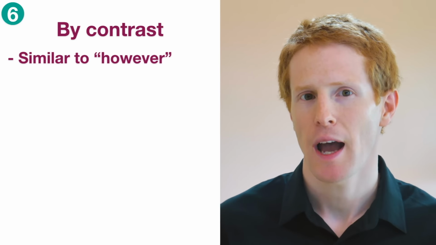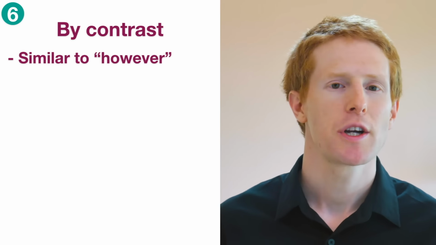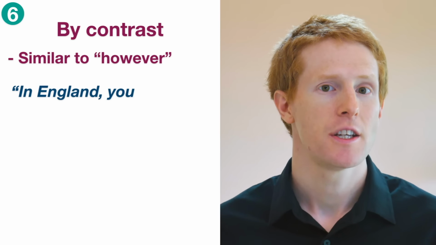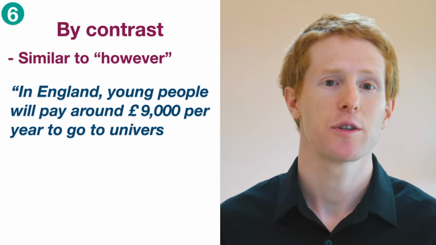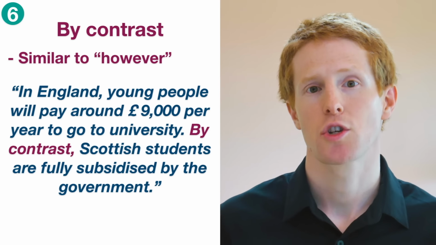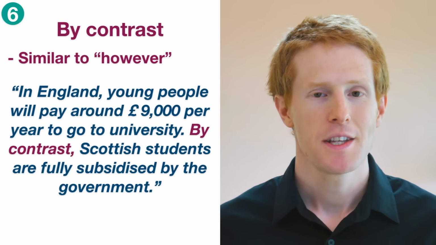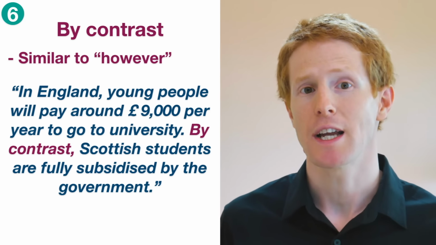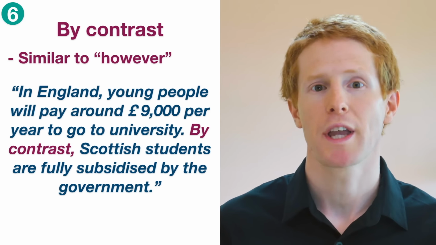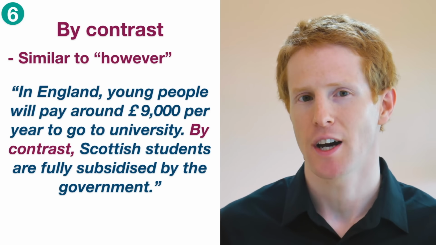Number 6 is by contrast. By contrast is like however, and we often use it to link two sentences together. Have a look at this. In England, young people will pay around £9,000 per year to go to university. By contrast, Scottish students are fully subsidised by the government. This is a great phrase for developing your ideas in IELTS essays, which will get you those high scores like Band 7, Band 8 and Band 9.